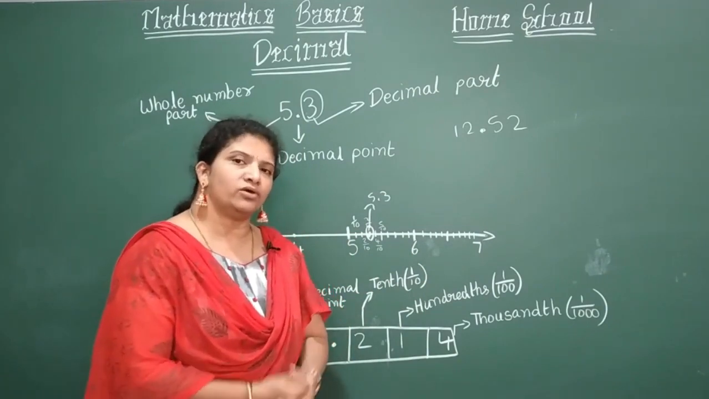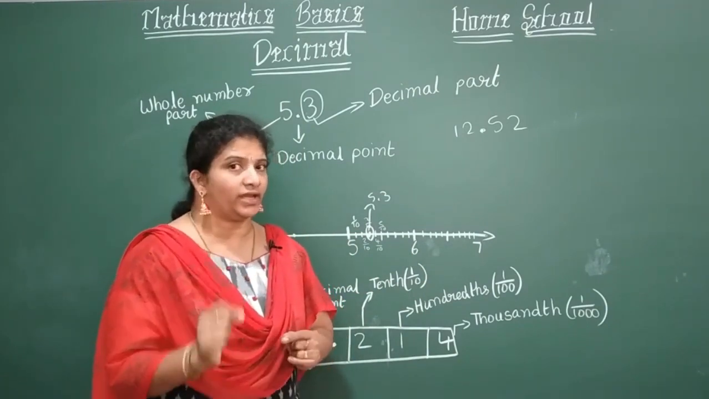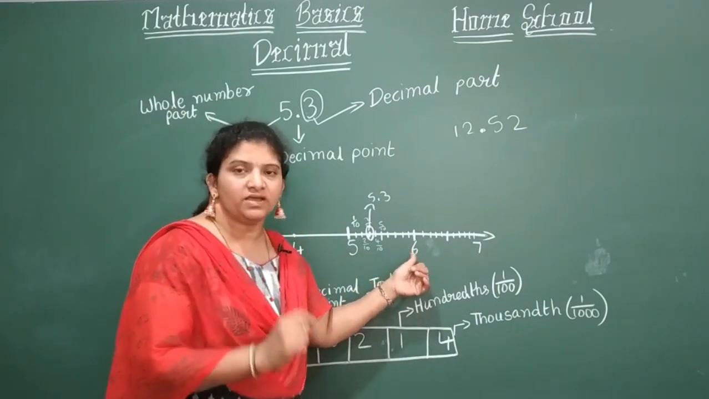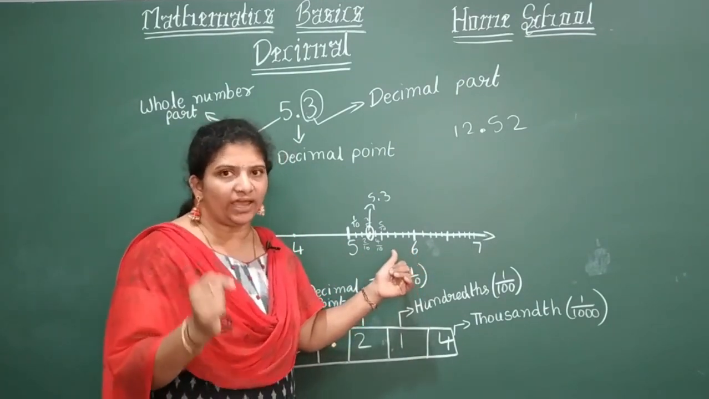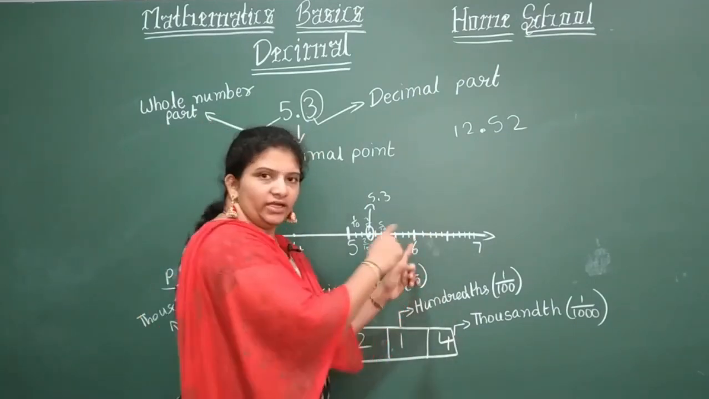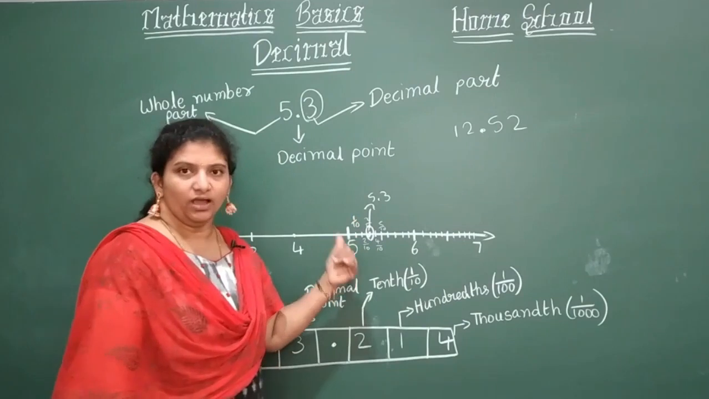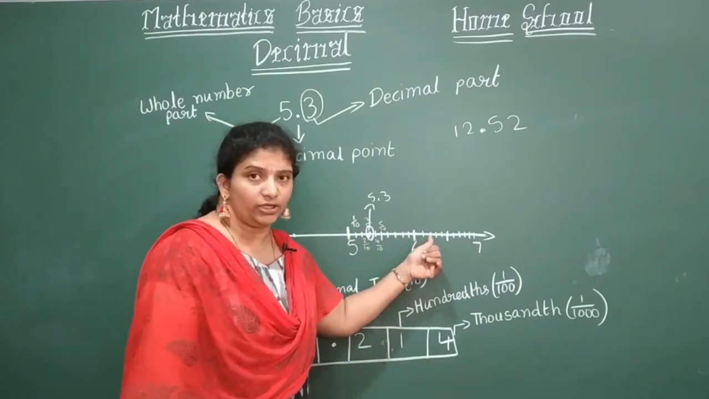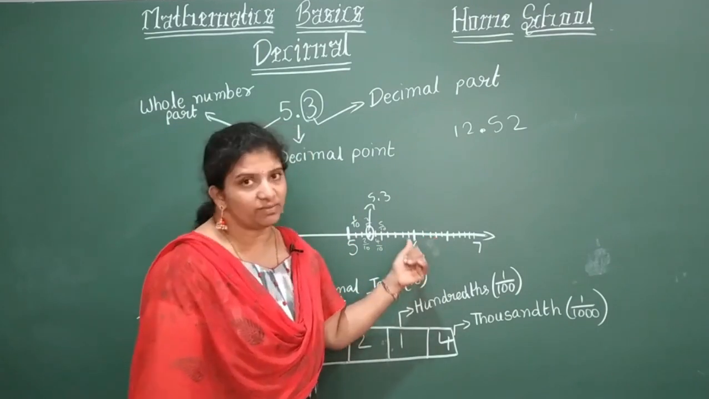So what number are we going to place here? 6.2. See on the number line, children, up to 6. 6.2, where are you going to mark it here? From here, at every point we have seen 1 by 10. 1 by 10, what do you call it here, children? 0.1, 0.2, 0.3 you may also say.